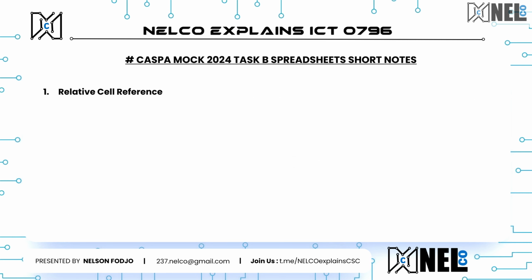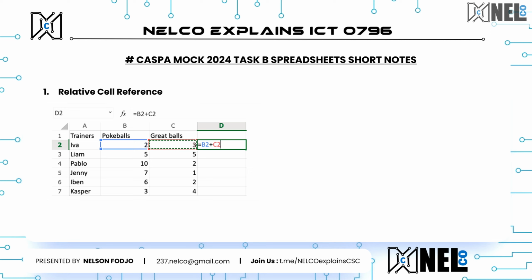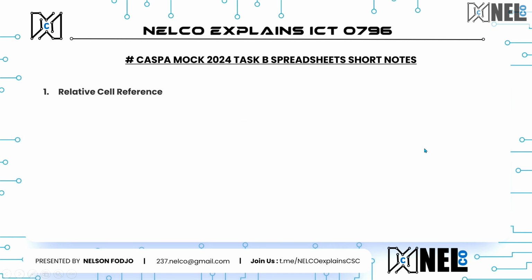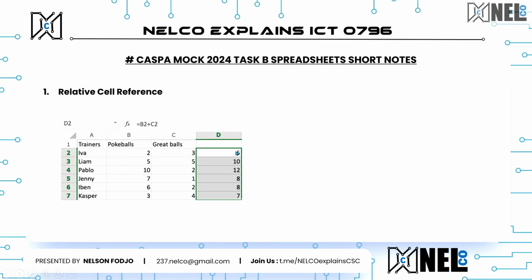Now let's look at relative cell references. Let's look at this spreadsheet. You have the names of trainers, their Pokeballs, and their grade balls. Now in cell D2, you want to calculate the sum of their Pokeballs and their grade balls. You just put the formula equal to B2 plus C2, and you are going to see 2 plus 3 is equal to 5. And if you decide to drag that going downward, you're going to have 5, 10, 12, 8, 8, 7.